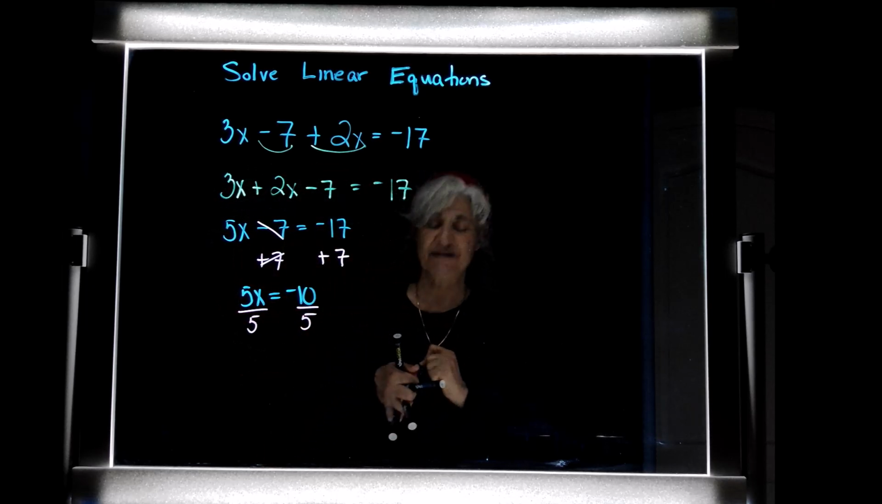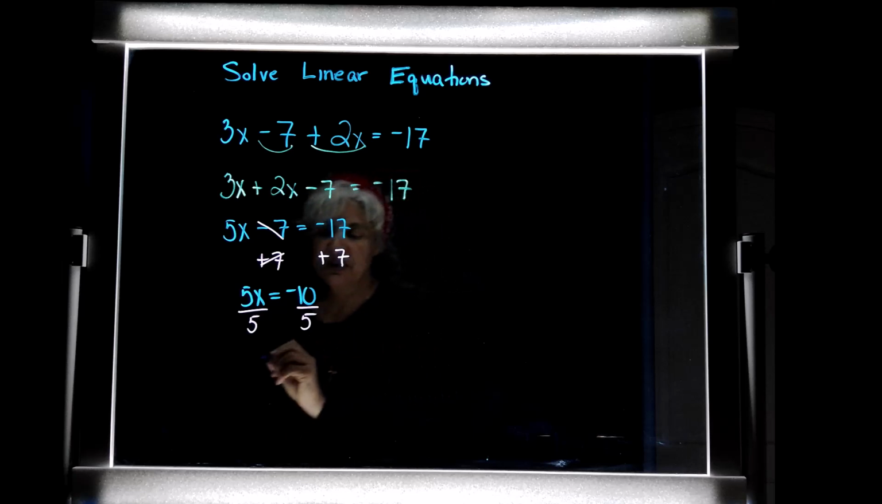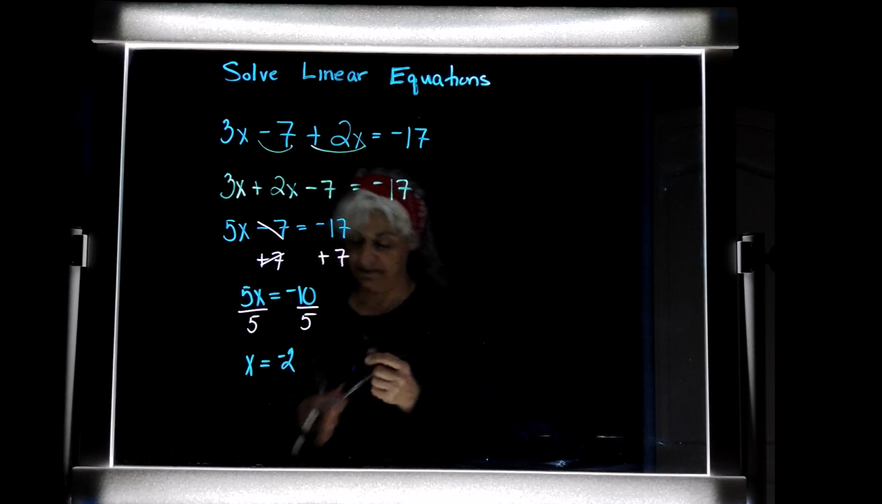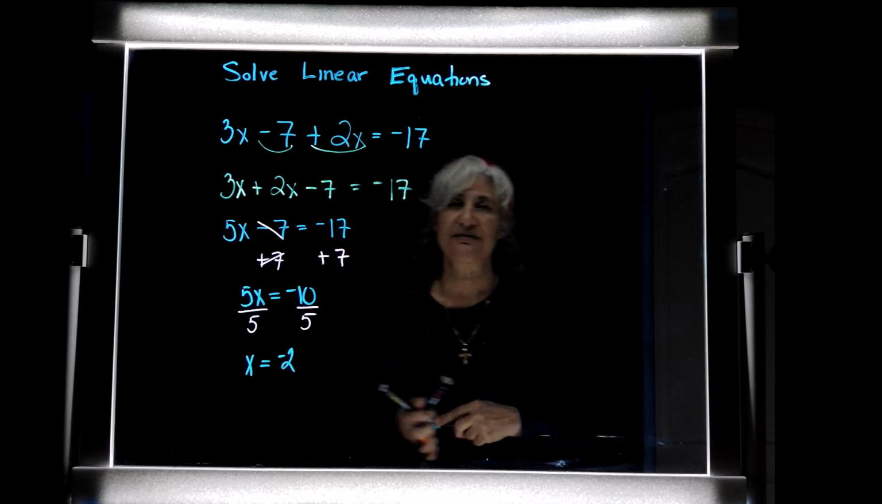So divide both sides by 5, which means on the left side of the equal to sign remains x. On the right side of the equal to sign is a negative 2. You got this. Well done.